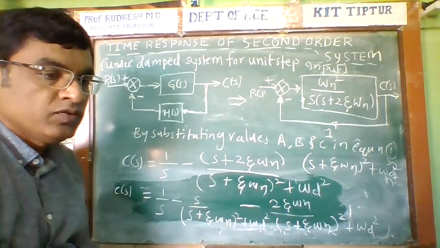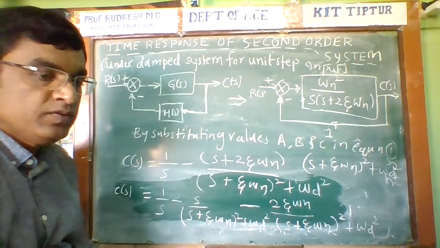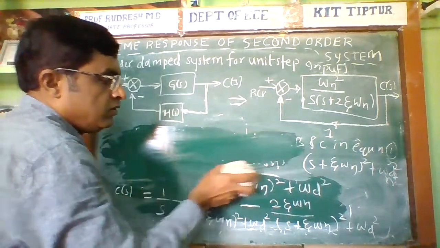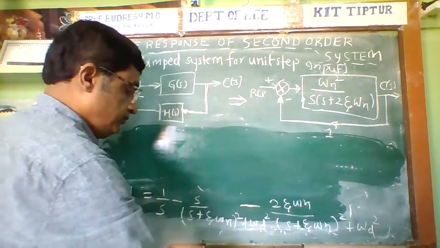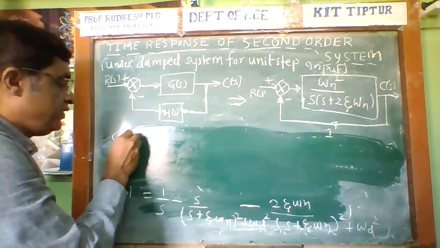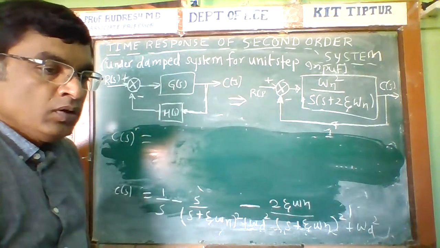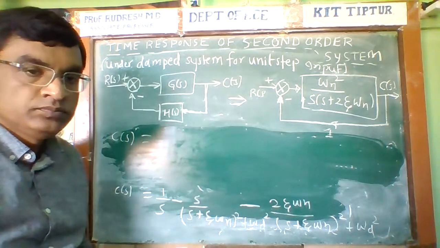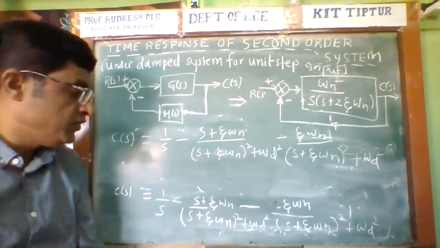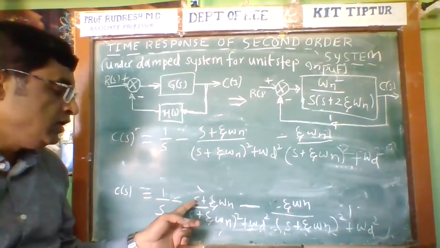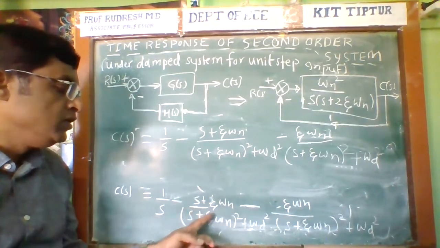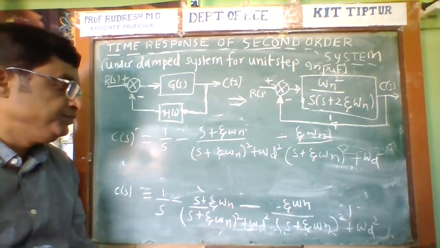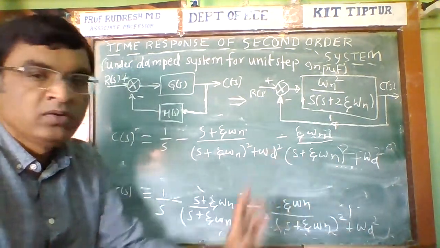Now this can be written like this. So by taking this, now this can be written like this. Now C of S is equal to, therefore C of S is equal to 1 by S, minus zeta S plus zeta omega n divided by (S plus zeta omega n) square plus omega d square, minus zeta omega n by (S plus zeta omega n) square plus omega d square.